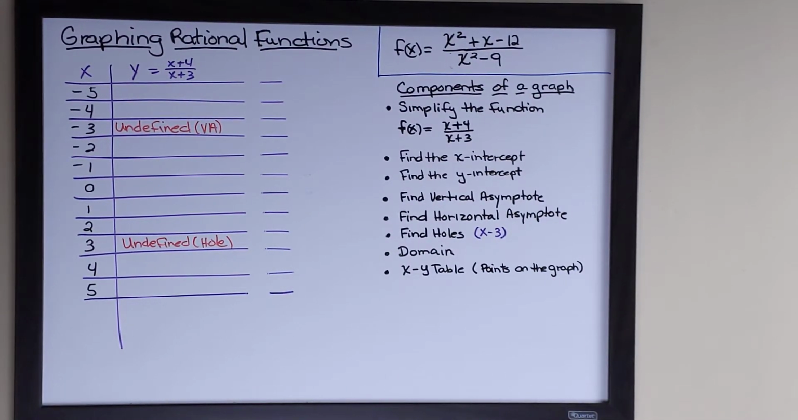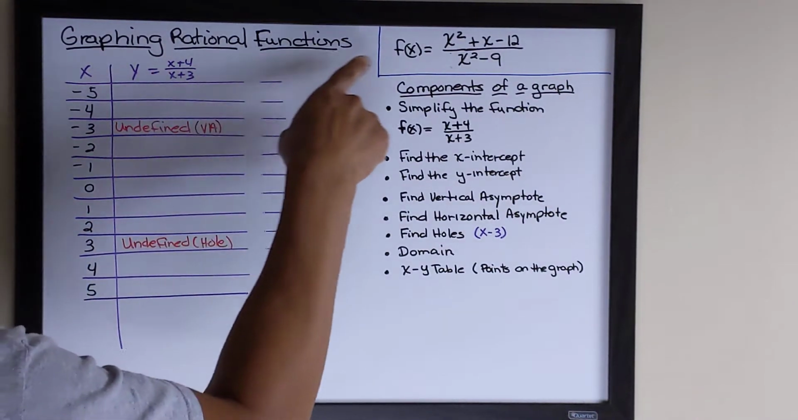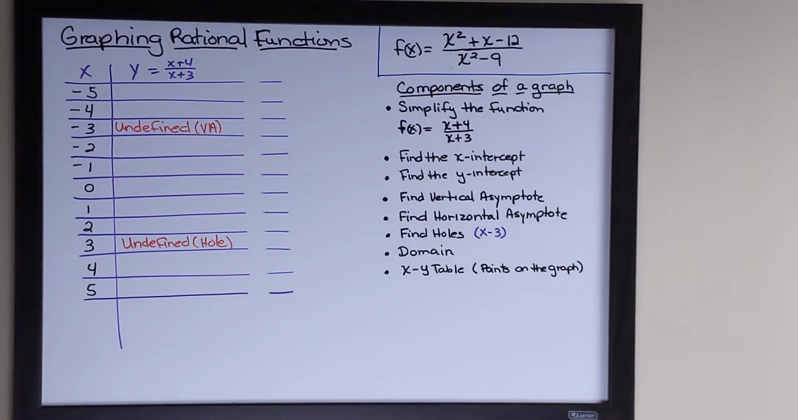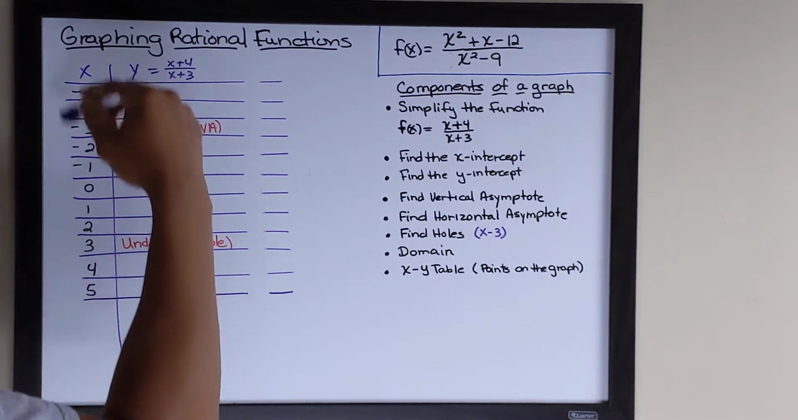Hello class. In this last video of looking for the components of this rational function that we've been working on for this past set of videos, we're going to create what's known as an XY table, which will give us basically more points to work with so that we can actually plot our graph on our next video. Now, to find these points, we're going to make up some x values.